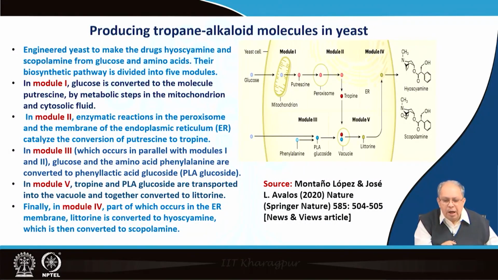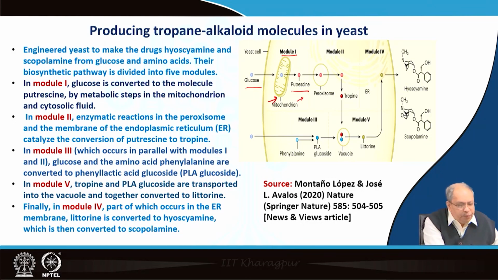And they have achieved this by formulating 5 modules. Module 1 and module 2 were achieved before, and that was published in Nature Communications in 2019. Here I will briefly tell, in module 1 glucose is converted to putrescine by metabolic steps in the mitochondria and cytosol. So, this is the mitochondria and here is the cytosol.